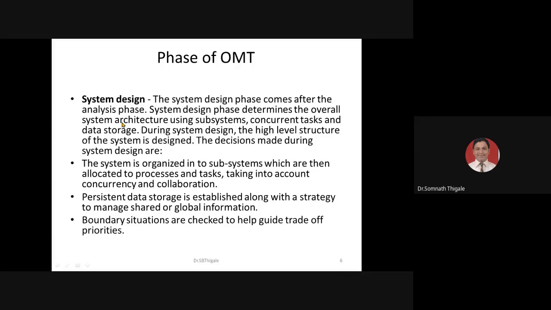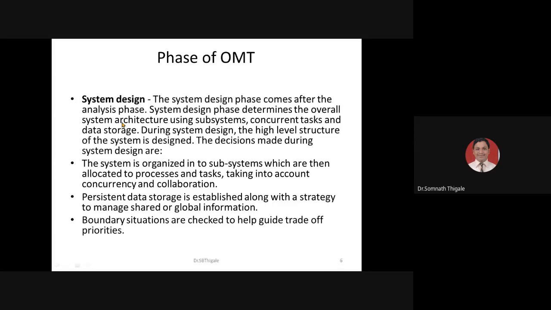System design. The system design phase comes after the analysis phase. The system design phase determines the overall system architecture using subsystems, concurrent tasks, and data storage. So during system design, the high level structure of the system is designed. This system design focuses on the higher level, where decisions will be discussed: who is going to use the system, we will find them out as actors, who else is interested to interact with the system, and how they are going to interact with the system.